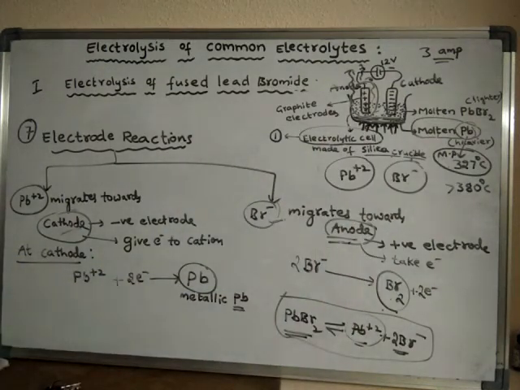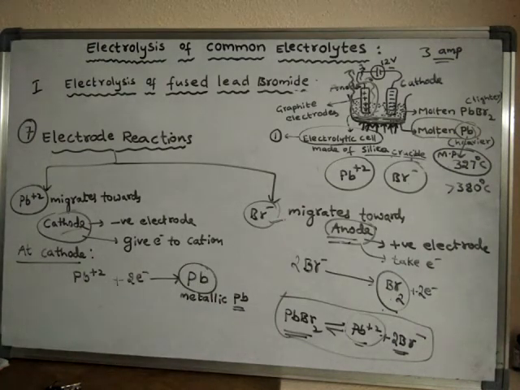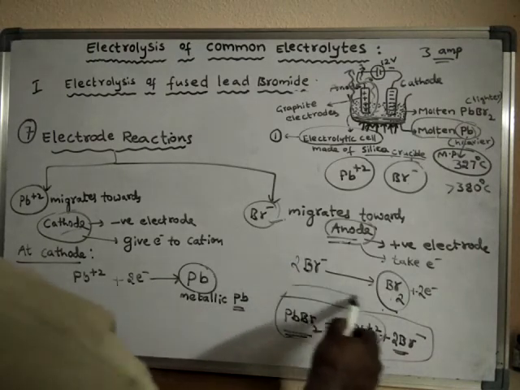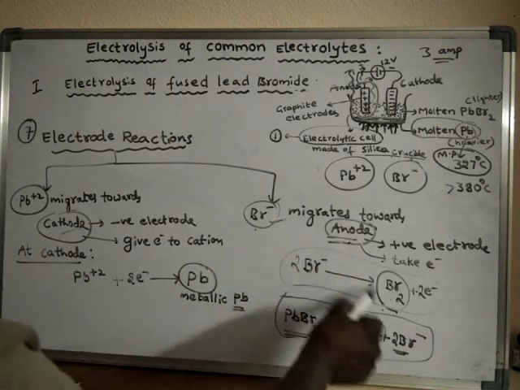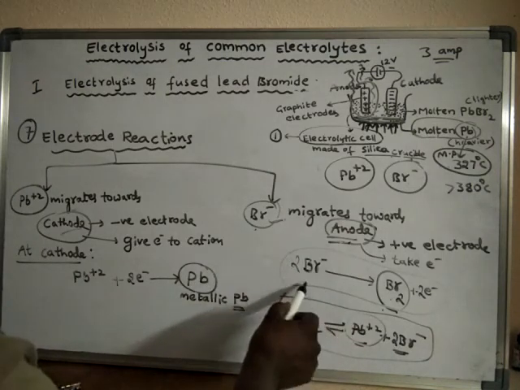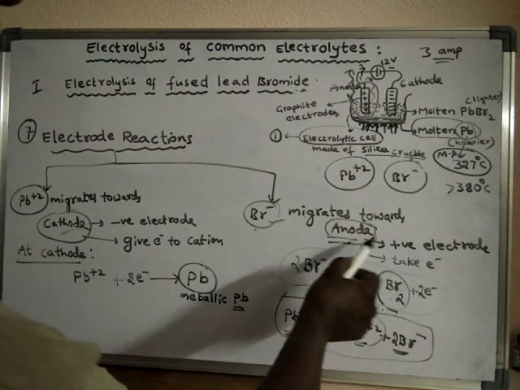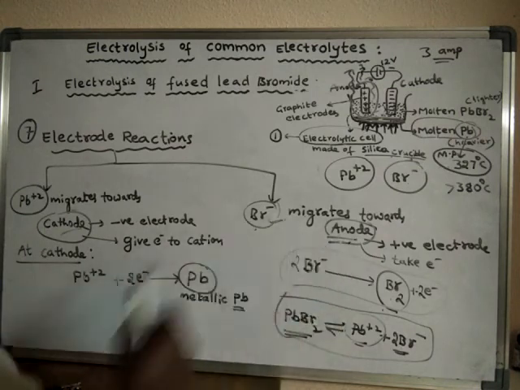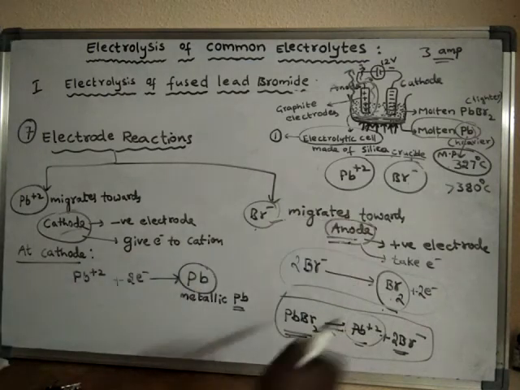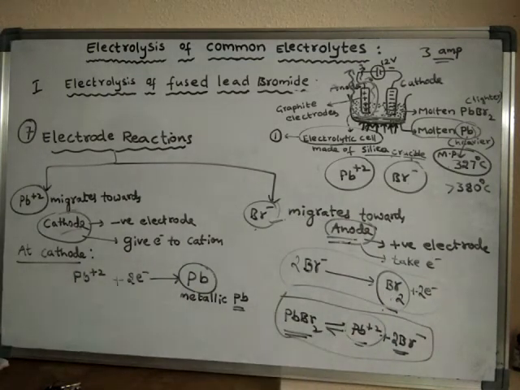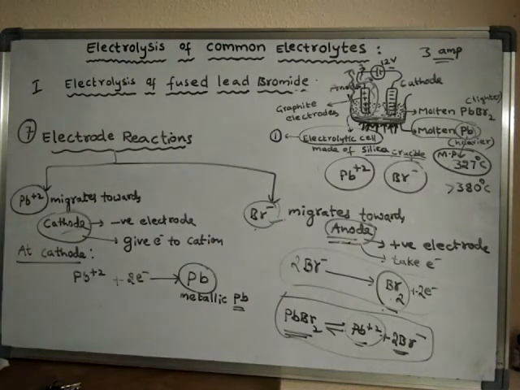Okay, next, the product formed at the cathode is molten lead, and the reaction at the anode is this one. This reaction takes place at the anode because the bromide ion migrates towards the anode, and after migrating towards the anode, this bromide ion will lose electrons, and those electrons are accepted by the anode. Now this bromide ion is discharged to bromine, which is reddish brown colored vapors. Okay, so like this, electrolysis of fused lead bromide can be discussed.